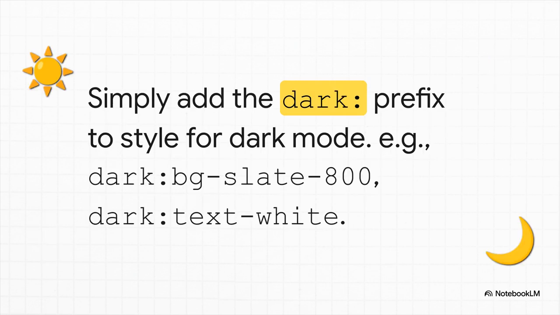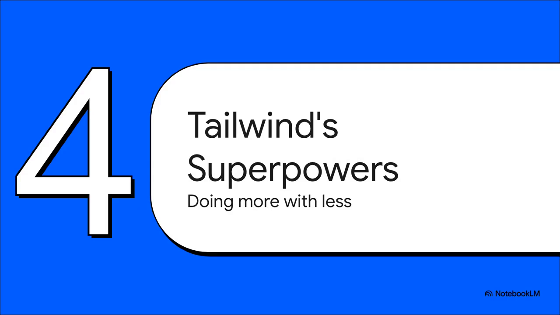And okay, let's add one more layer of awesome. Dark mode. Guess what? It works exactly the same way as the responsive stuff. You just add a dark prefix. So when the user flips their system to dark mode, the background automatically switches to that dark BG Slate 800, and the text flips to dark text white. That's it. It's literally that simple. No media queries in a separate file, no complex logic. It just works.